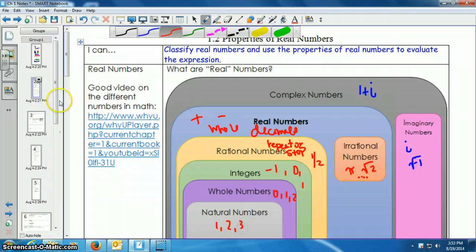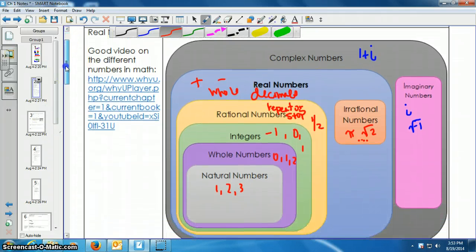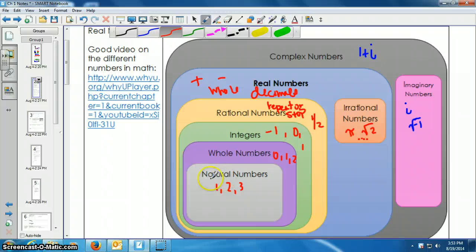So I always kind of think of it as you're growing. You start in your natural numbers when you're born, you learn 1, 2, 3 to count. Then you learn what 0 is, so then we move into the whole numbers, 0, and you still know 1, 2, 3, 4. Then you learn about negative numbers, so integers. Then you learn about fractions, and so on. So it kind of builds on itself as you grow.